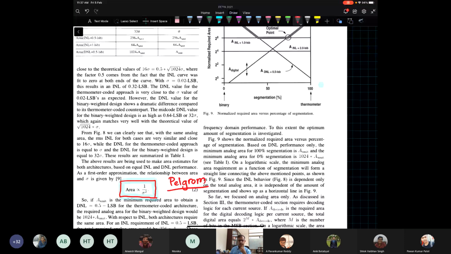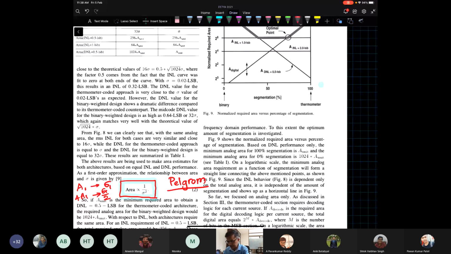For example, if you have a certain standard deviation of sigma for a certain area, let's say A1 gives you a standard deviation of sigma 1 in terms of matching of a particular device, let's say a resistor value or a capacitor value. Then if I increase the area by a factor of 4, if I make it 4A1, then the standard deviation will be sigma 1 divided by 2. That's the important result. We have seen this work very well, and that's what we've been using for so long. It's proven whenever you do any chip design.